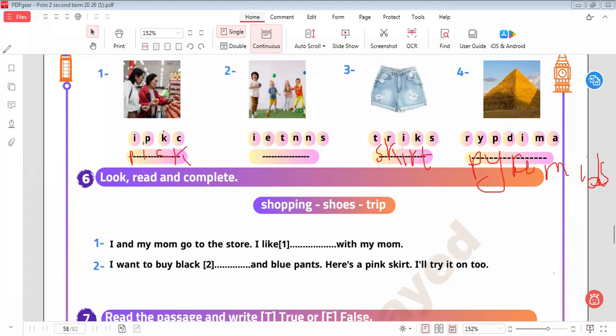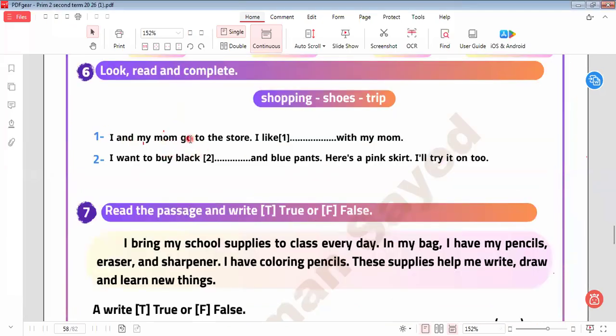Let's go to another one. Here we say, I want my mom. Go. I want. I and, sorry, I and my mom. Sorry, it's not my mom. So I and my mom go to the store. I like shopping. I want to buy plate shoes. It will be here plate shoes. Okay. Let's go to another one.